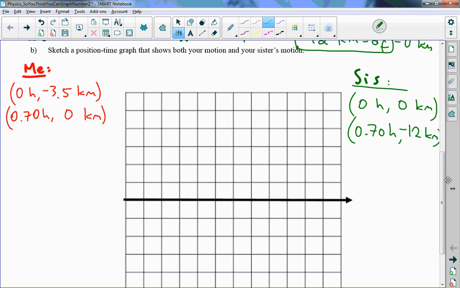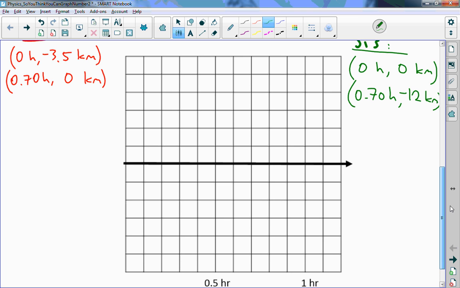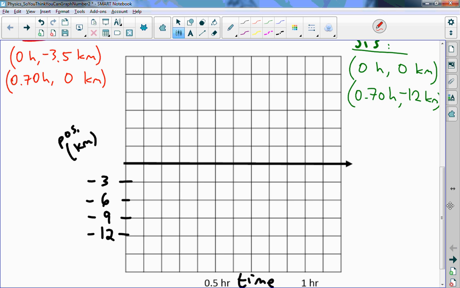Hopefully, it has some labels down here. I think on your copy, it's labeled that this is position in kilometers, and it goes by negative 3s. We're going to try to keep this nice and even. And then we have time going down here. So for me, here is negative 3.5, really close to that.